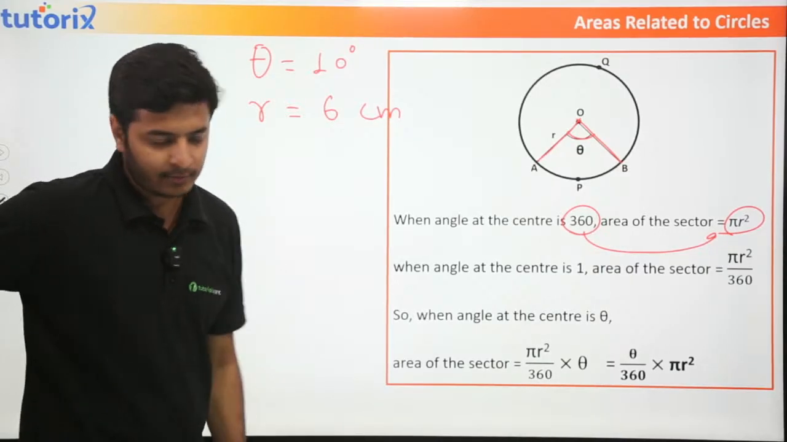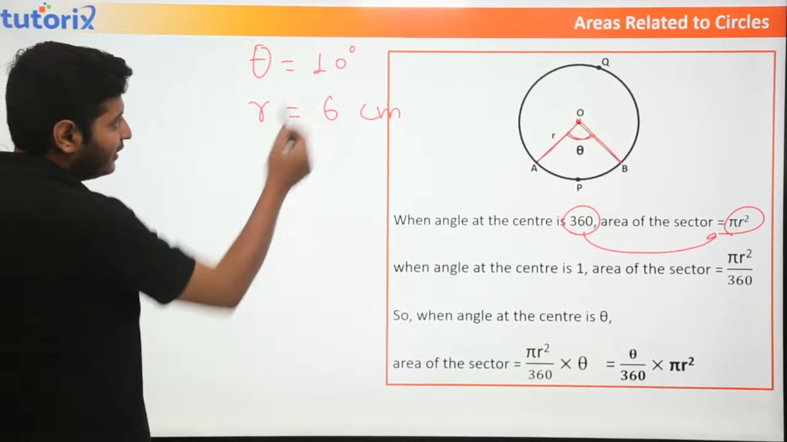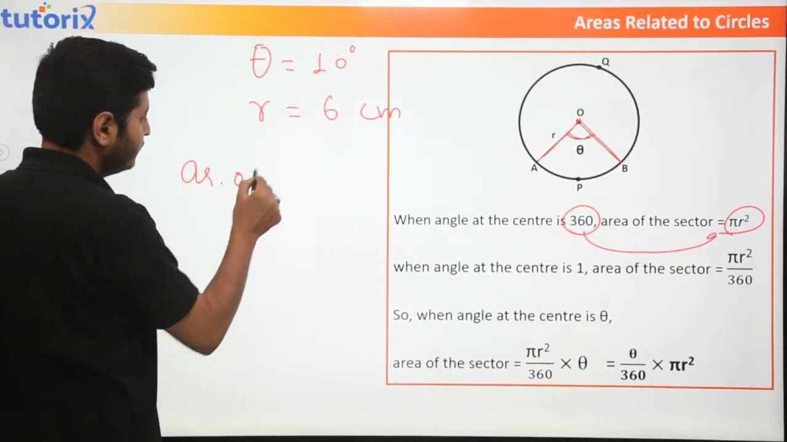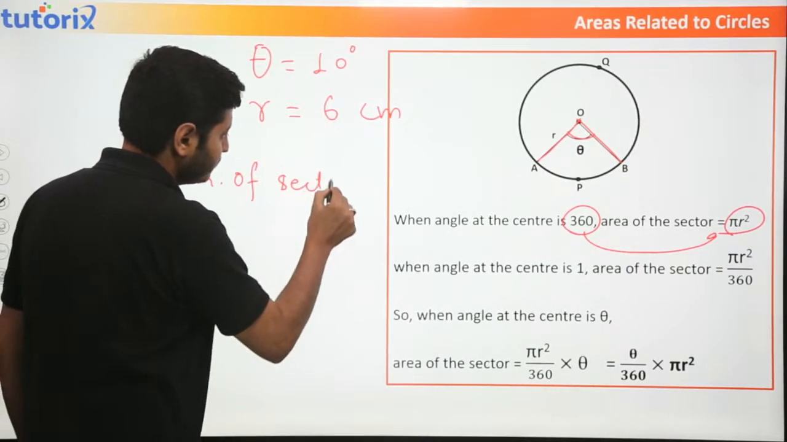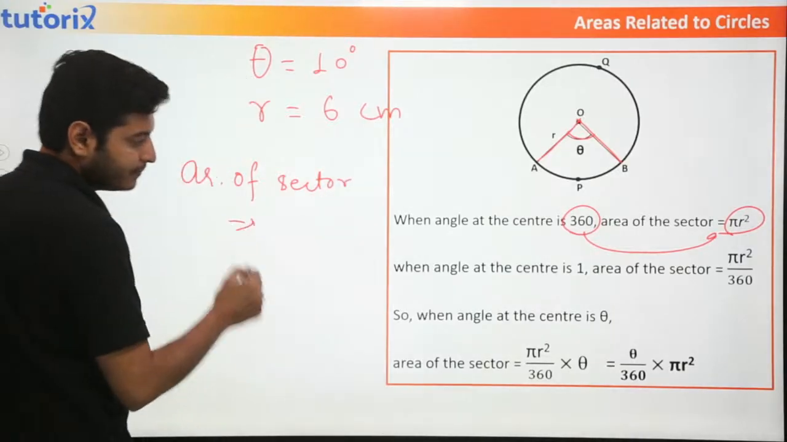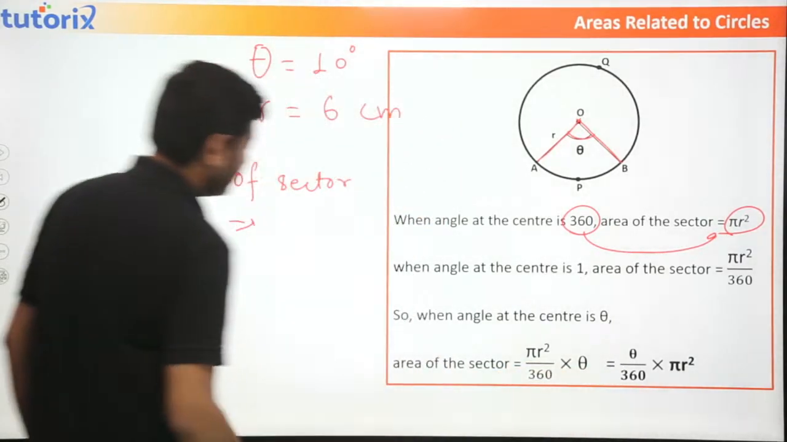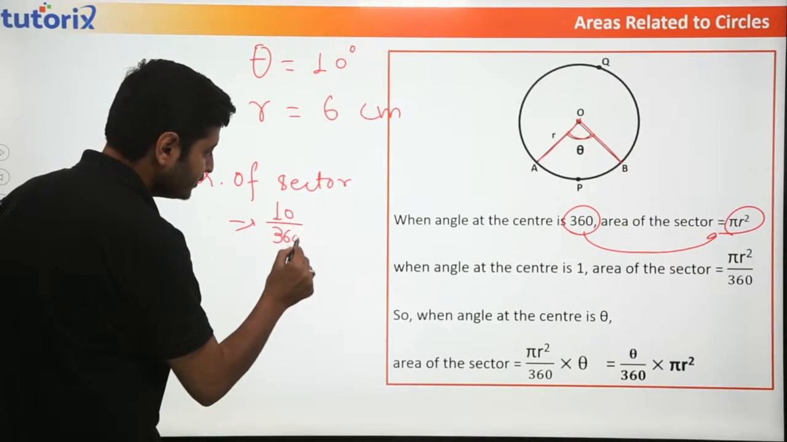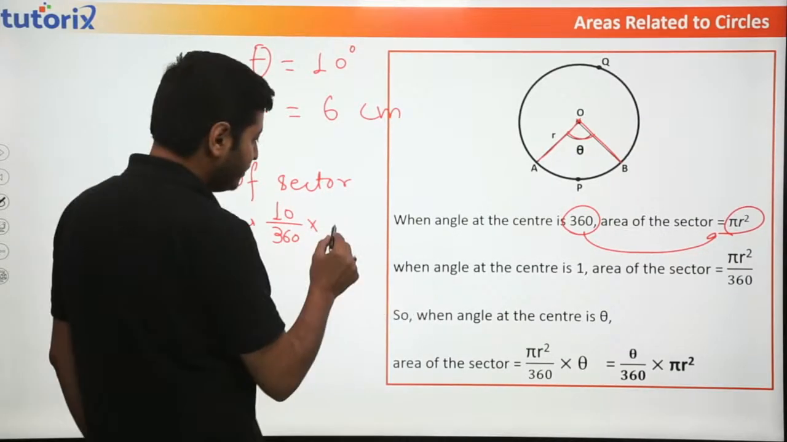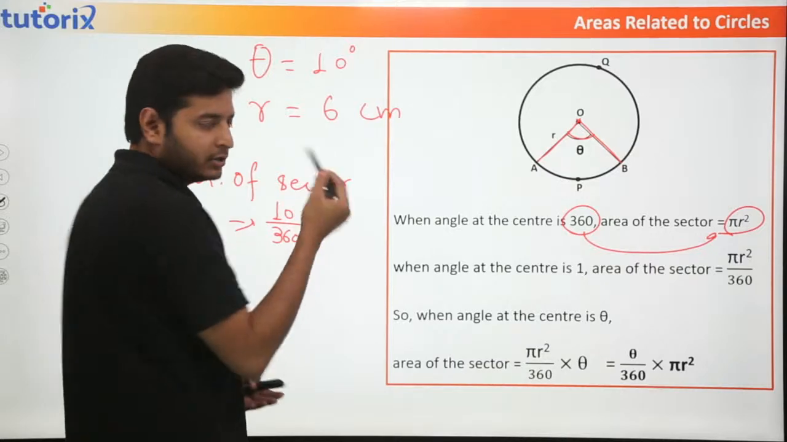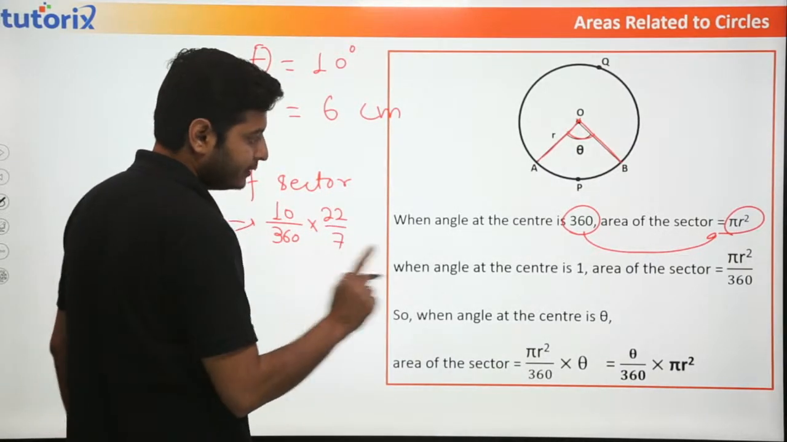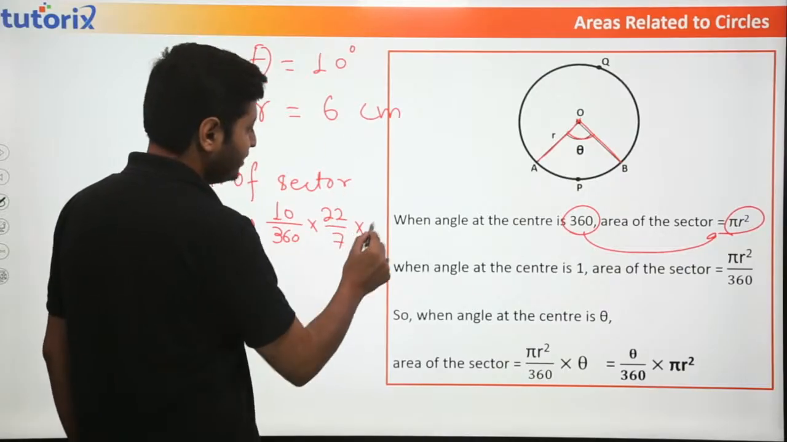Yes, correct. So theta value is given to me. Let's find out the area of sector. Formula is theta by 360. Theta value is 10. So 10 by 360 into pi. Pi you can consider 22 by 7 or 3.14, doesn't matter. Okay, let's go with 22 by 7 into r square, means 6 square.